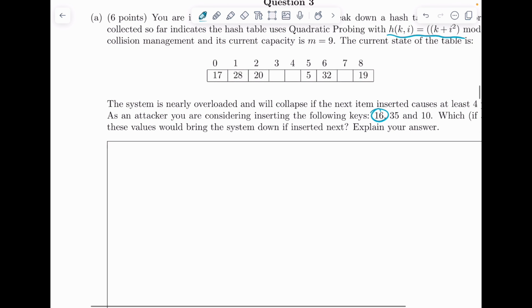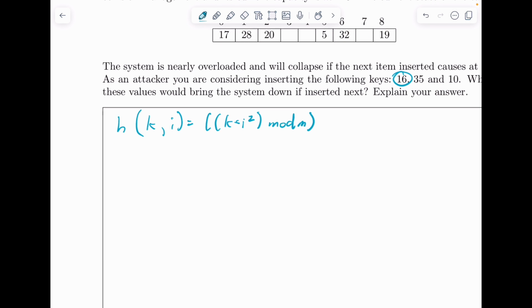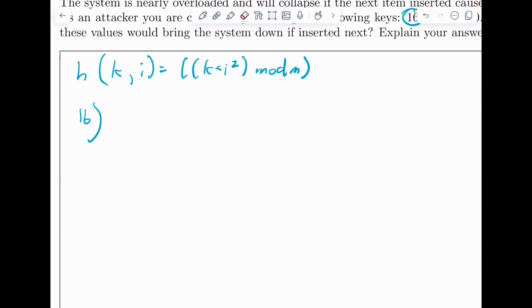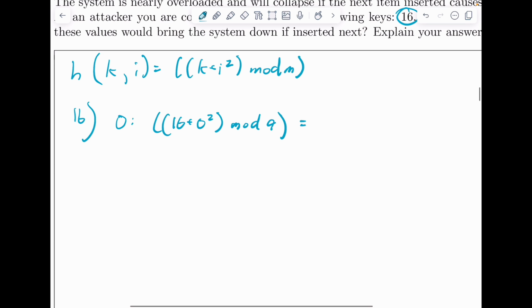I'm going to rewrite this first because that is all the way up there. h(k, i) = (k + i^2) mod m. Cool. So let's start with 16. On the first pass, I guess the 0th pass, because i starts at 0, this is going to be 16 plus 0 squared modulus m. M is the size, which is 9. So 16 modulus 9 is 7.